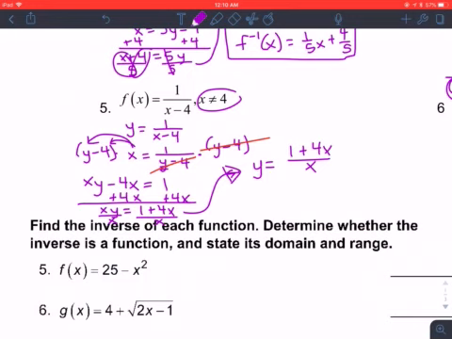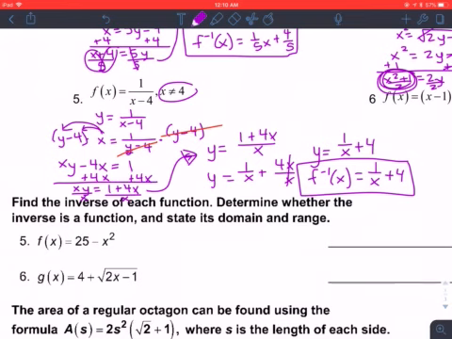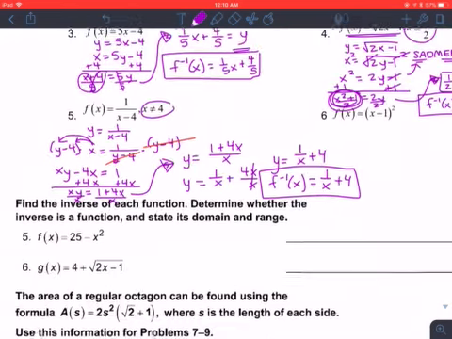I have this fraction, so I'm going to split it up. 1 over x plus 4x over x. We're dividing both things by x. Here we can go ahead and get rid of those. So the most simplified form is y equals 1 over x plus 4. And we're going to write that in function notation. f to the negative 1 of x equals 1 over x plus 4. So it's our rational function, 1 over x, shifted up 4. So we could go ahead and graph this by hand if we needed to.